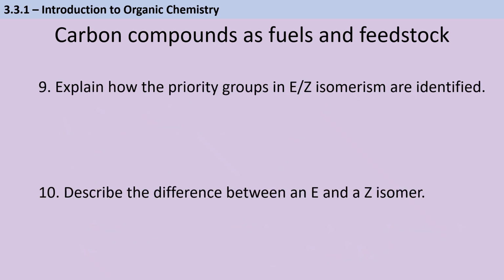To work out whether we're looking at an E isomer or a Z isomer, we need to look at both sides of the double bond independently, and we need to assign priority based on the atomic number of the atoms that are attached.